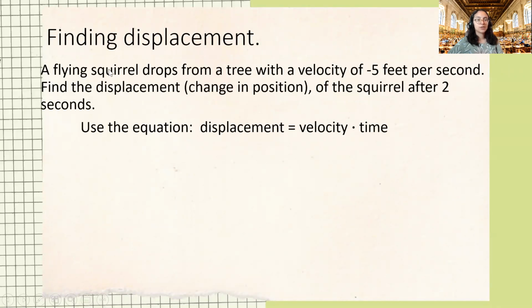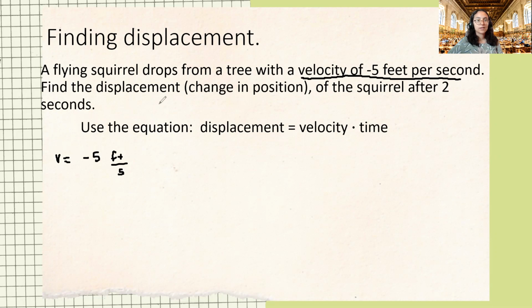So here we're going to do a word problem where we're asked to find displacement. The problem reads that a flying squirrel drops from a tree with a velocity of -5 feet per second, and we're asked to find the displacement, or the change in position, of the squirrel after 2 seconds. And we're told to use the equation displacement is equal to velocity times time. So I am going to find out what my velocity is, and it says the velocity is -5 feet per second. So I'm going to write v is equal to -5 feet per second.